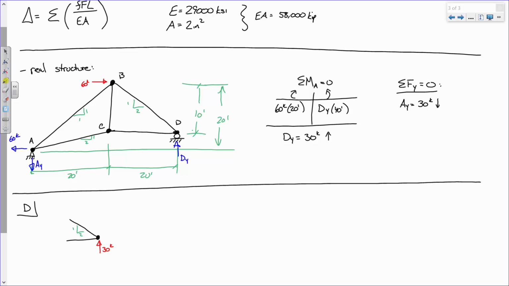Now, watch this. If I have 30 kips going up, I've got to have 30 kips going down, right? Now, if this is 30 kips going down, what's the magnitude of this horizontal? Like if this is 30, what's that? 60. Is it going to the left or to the right? To the right, because it's in compression. So this is 60, and that is 60.